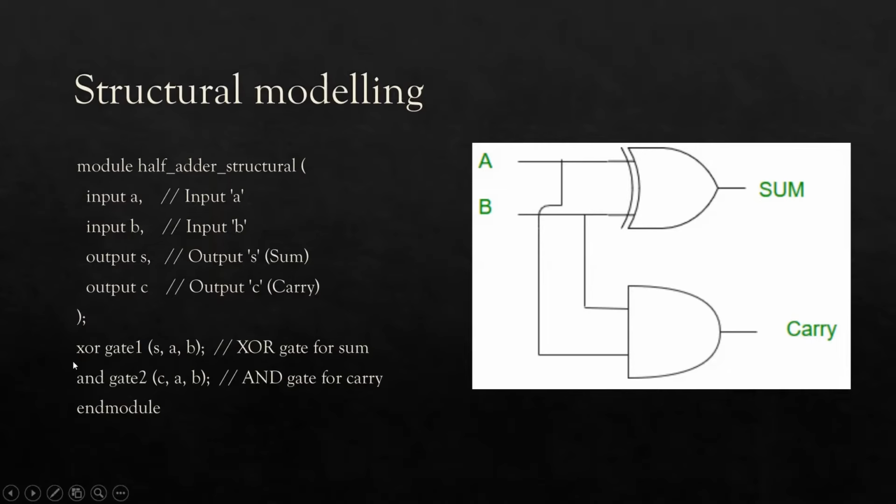xor, the XOR gate. Gate one is just a name. For this gate, I'm mentioning gate one, and for this gate, I'm mentioning gate two. Instead of gate one, you can write G1, G2, X1, anything. This is user defined.